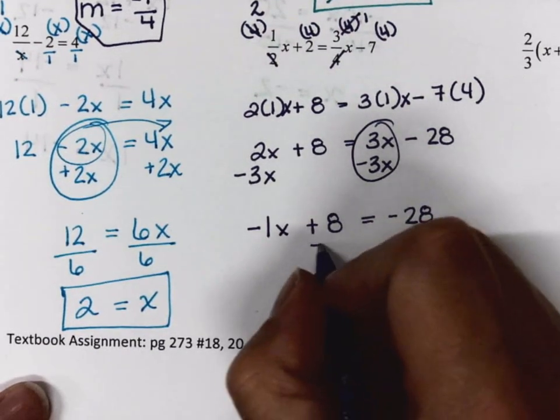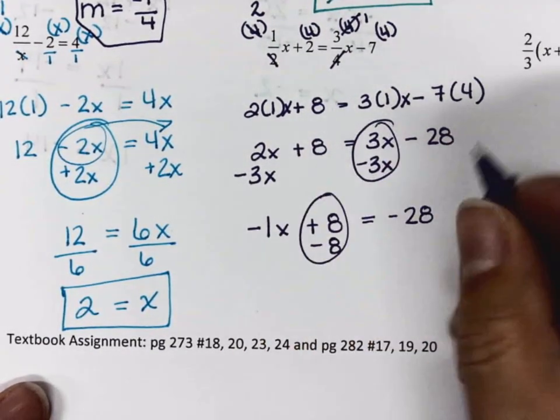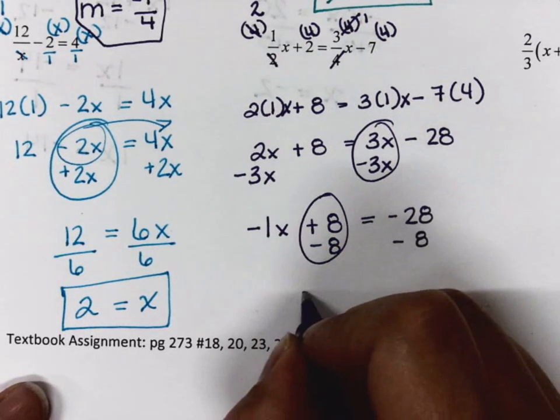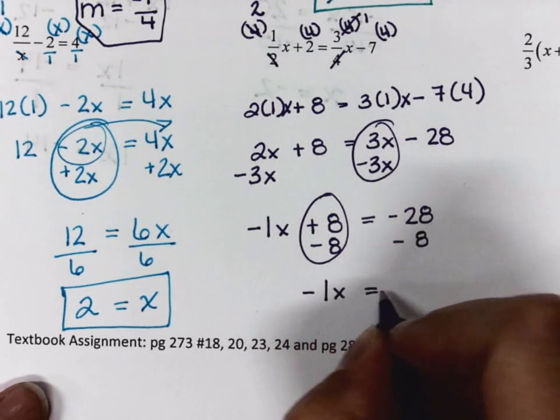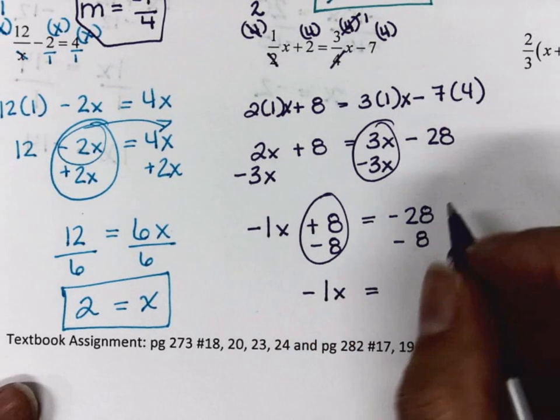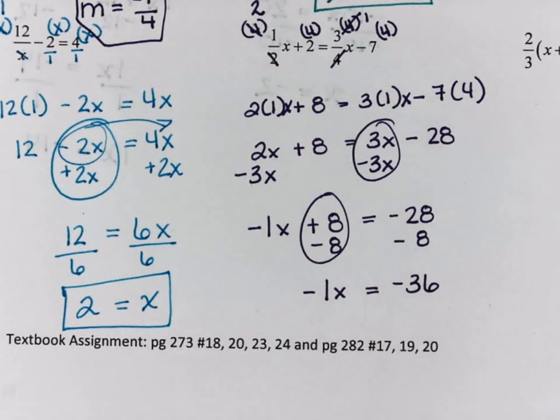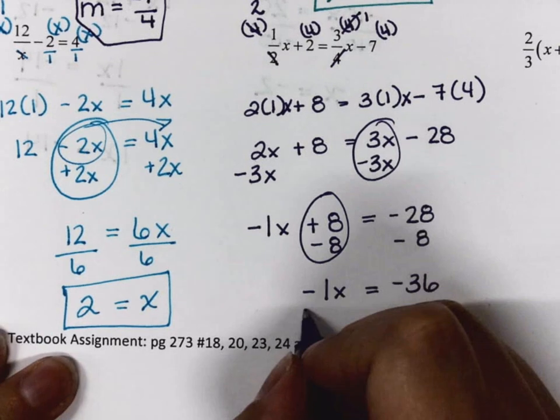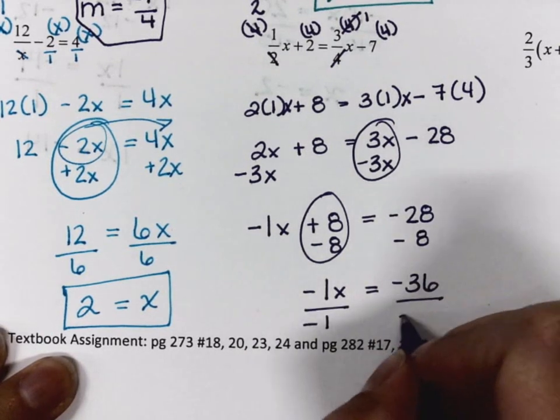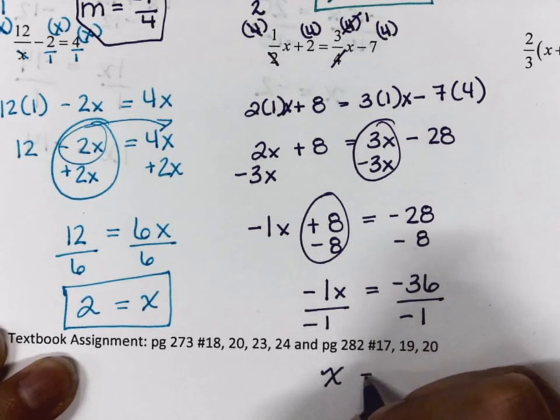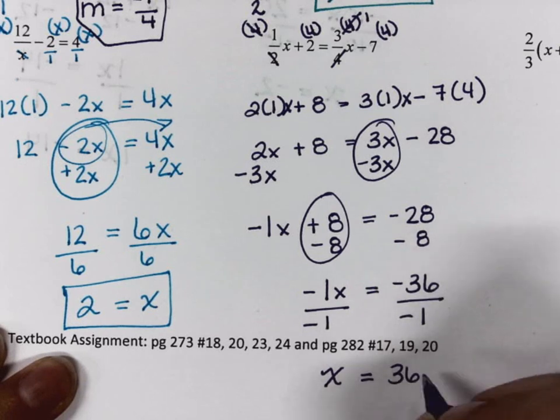So now I got to minus my 8 from both sides. That's going to give me 0. So I have negative 1x. Negative 28 minus 8 is negative 36. I don't want a negative x, so I got to divide out by that negative 1. And x is equal to a positive 36.